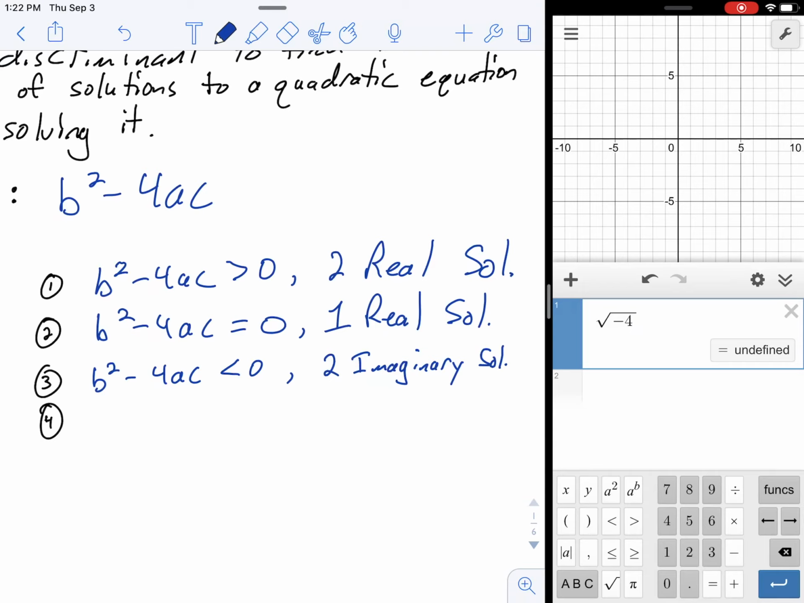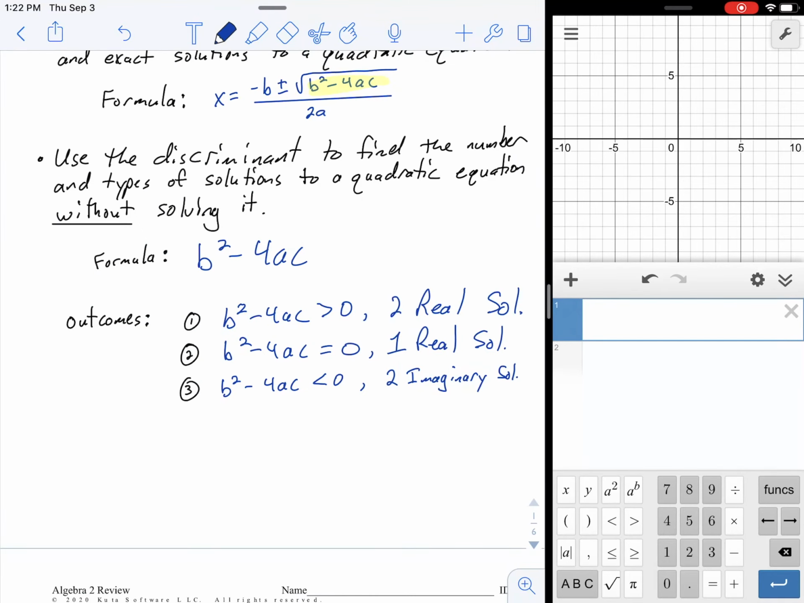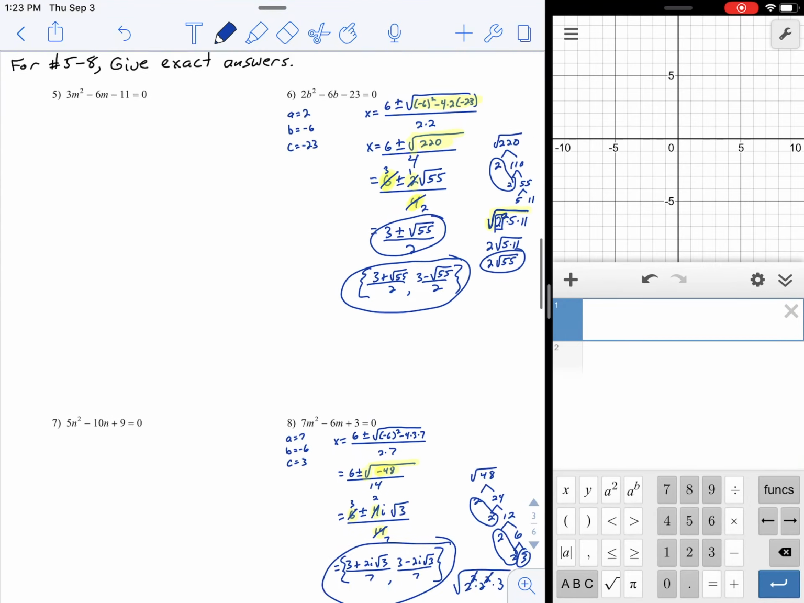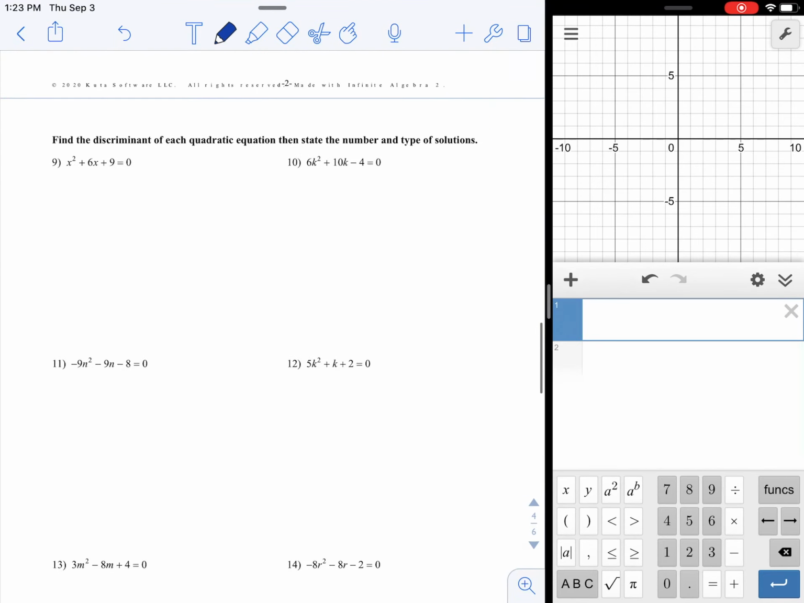And 4 outcomes? How did I put 4 outcomes? There's only 3 outcomes. That's all there is. Wow, all right. Losing my mind, but that gives you a lot of confidence in your math teacher. So good news, guys. There's only 3 outcomes. 2 real solutions, 1 real solution, or 2 imaginary solutions. That's what we're looking at, and that's what we need to do for these last few problems.